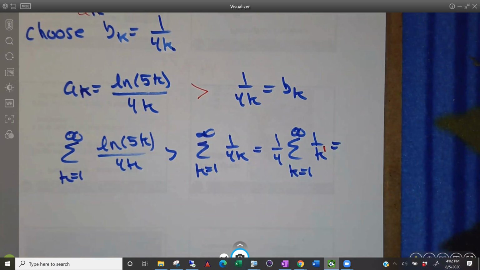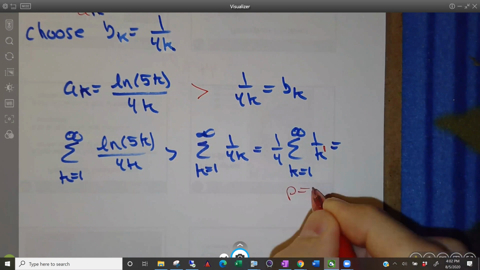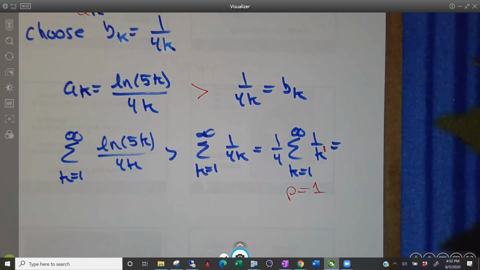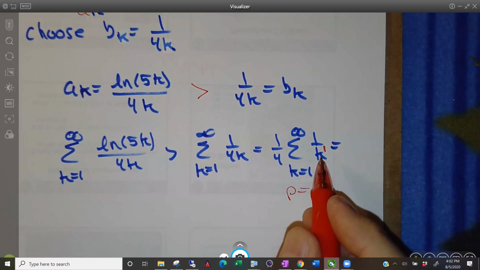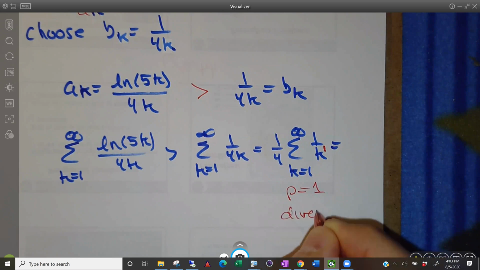Someone help me out? It diverges. P equals 1 here. Does a P series with P equal 1 diverge or converge? Diverge. Diverges, good.